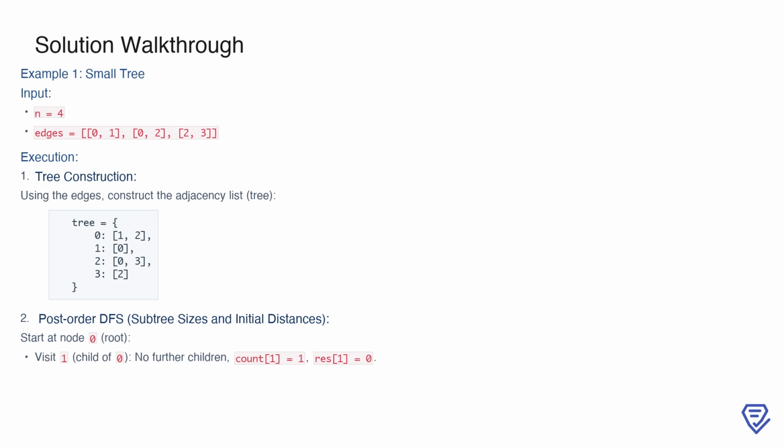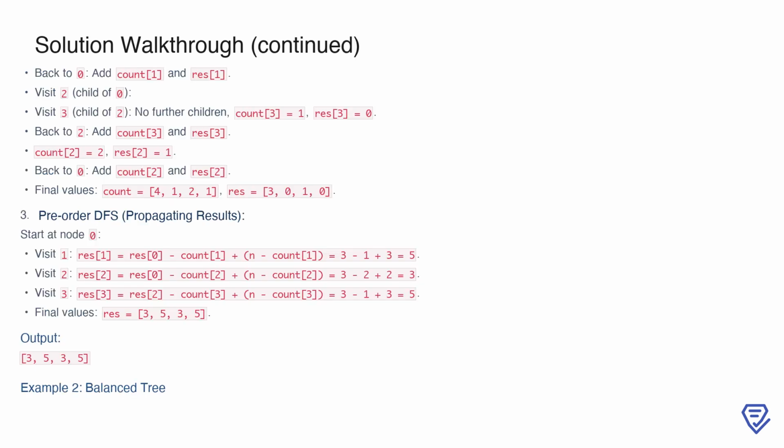During this traversal, we visit child nodes to calculate 2 key pieces of information: the size of each subtree rooted at a given node, and the sum of distances from that node to all others within its subtree. For example, when visiting node 1, we find it has no further children, so its subtree size is simply 1, and the sum of distances within its subtree is 0. These results are stored in the arrays count and res respectively, which will update as we process more nodes.